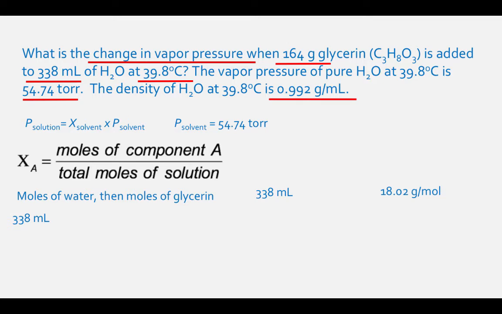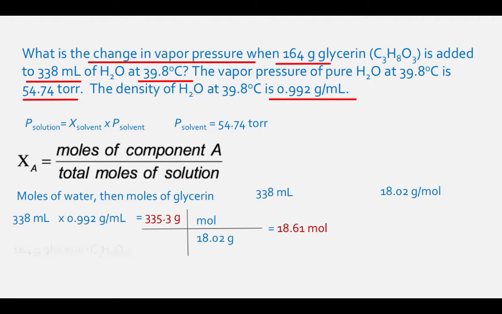To convert milliliters into grams, we need to multiply by the density, 338 milliliters times 0.992 grams per milliliter equals 335.3 grams of water. Now to convert it to moles, we divide by the molar mass. 335.3 grams divided by 18.02 grams per mole equals 18.61 moles of water. But now we also need to calculate the moles of glycerin, the solute.